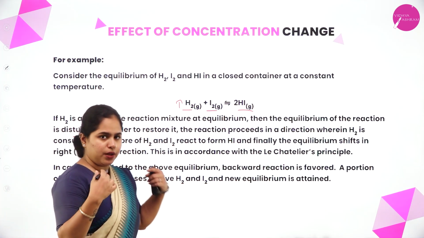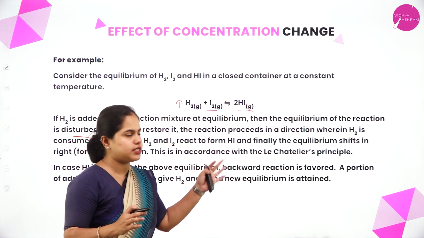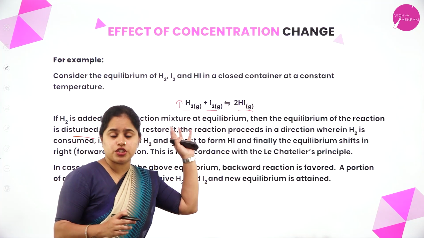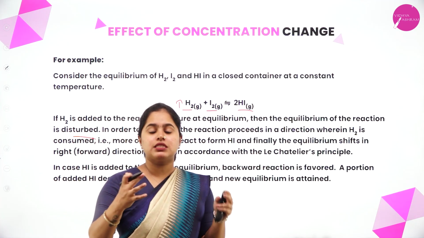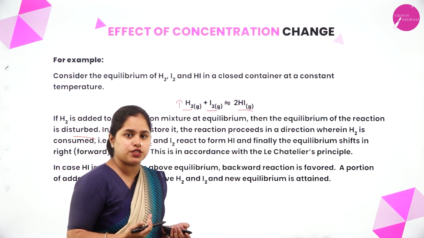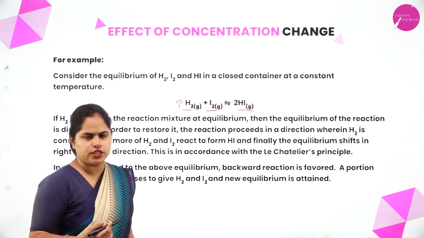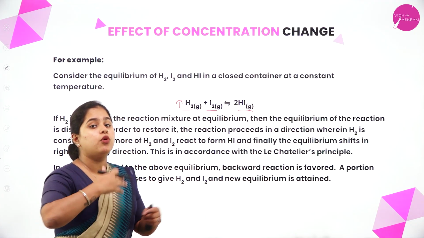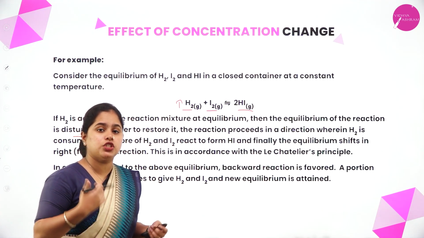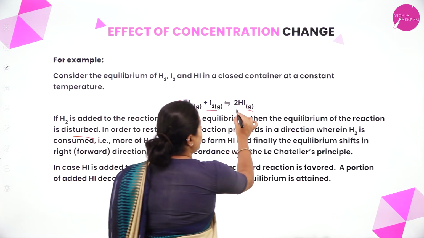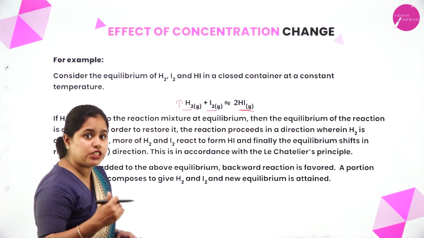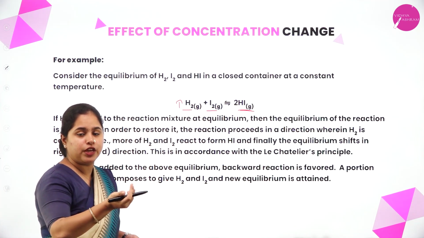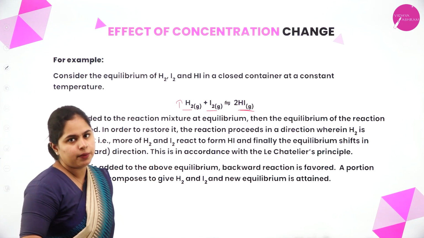Before reading on to the paragraph, let's see. When the concentration of hydrogen is increasing, what does the system try to do? What is the tendency of the system? To decrease the concentration of hydrogen, right? So to decrease the concentration of hydrogen, what can happen? Yes, more hydrogen has to react with iodine to form hydrogen iodide. So which direction will be favorable? Yes, the forward reaction.